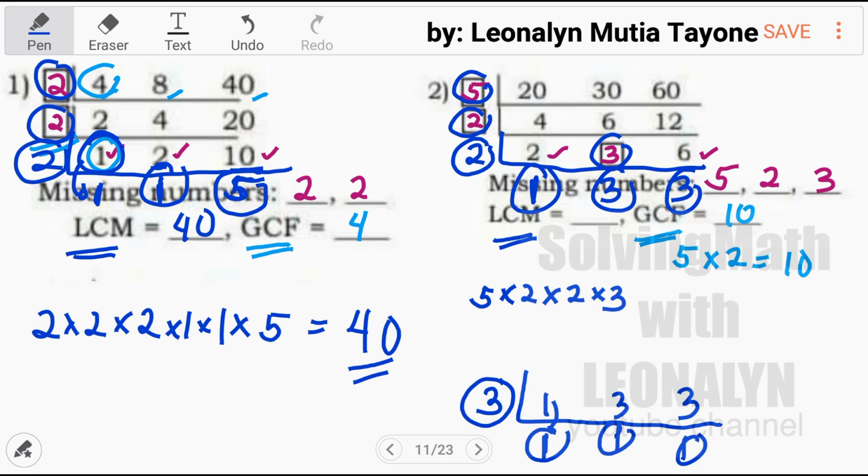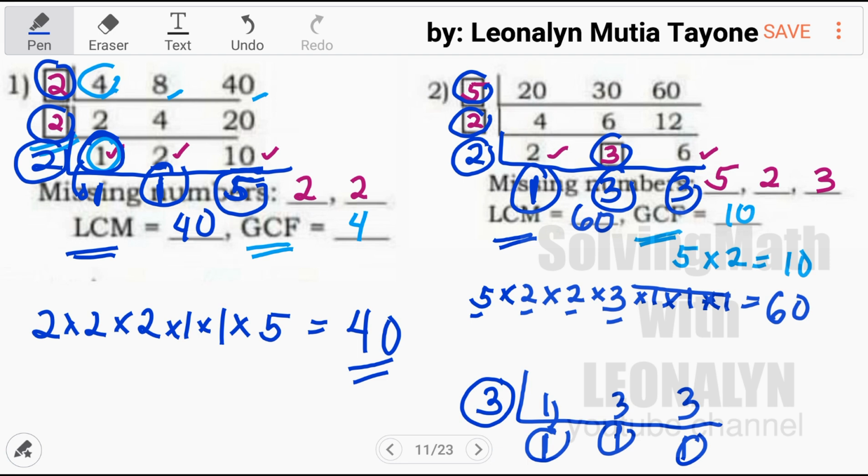Yung tatlong 1 lang din naman, pwede mo nang i-ignore yan. Or kahit isulat pa natin yan para maklaro lang sa inyo. Pareho lang din siya. 1 lang din naman yan. So, ito lang i-multiply natin. 5 times 2, and that is 10, times 2, 20, times 3, 60. So, ang least common multiple dito ay 60.